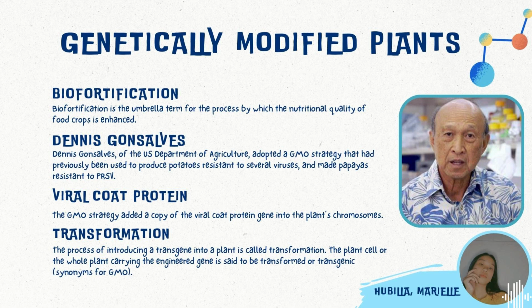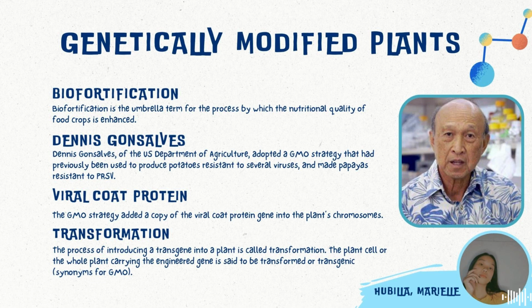So when we say GMO strategy, it is adding a copy of the viral coat protein gene into the plant's chromosomes. The coat protein protects the virus as it is transmitted from plant to plant, and it is essential for replication. The viral gene is engineered to be in the opposite orientation from its orientation in the virus. This opposite orientation of the viral gene, now acting as a stop gene, effectively shuts down viral replication before it can cause disease, making the plant resistant.